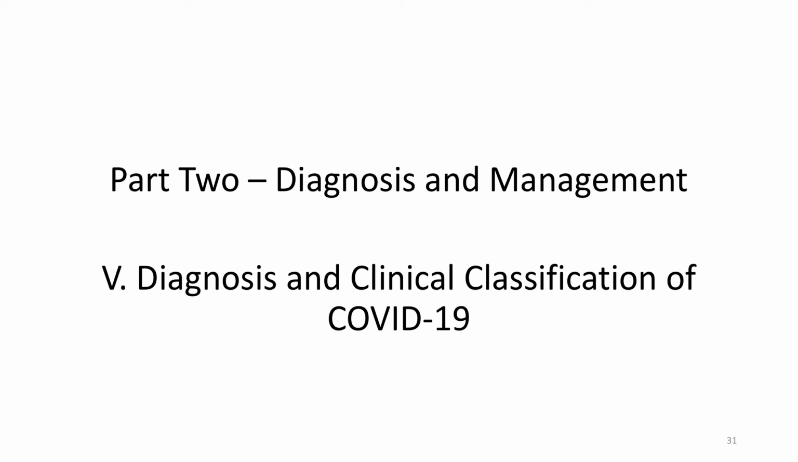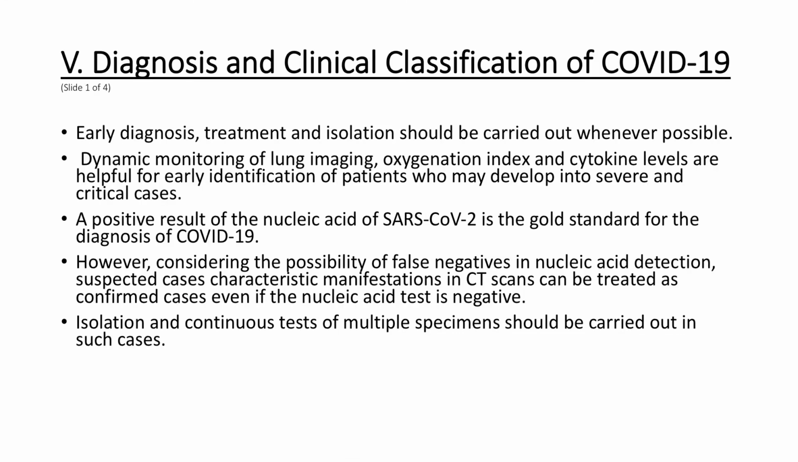Now come on to section 5, diagnosis and clinical classification of COVID-19. Early diagnosis, treatment and isolation should be carried out whenever possible. Dynamic monitoring of lung imaging, oxygenation index and cytokine levels are helpful for early identification of patients who may develop into severe and critical cases.